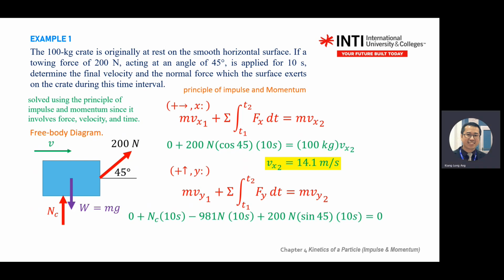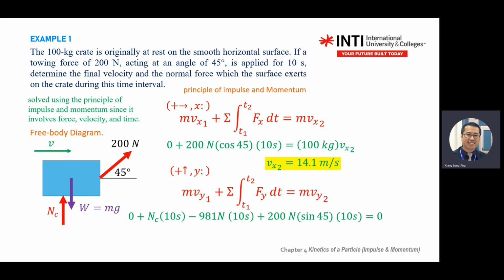Correct. 2 times 10 seconds. Why 2 times? Because there's 10 seconds in front of NC, the normal force. This is 1. Then the second time, where? That means for every force we should add 10 seconds. Yes. More correctly, every force will create impulse as long as there's a time.